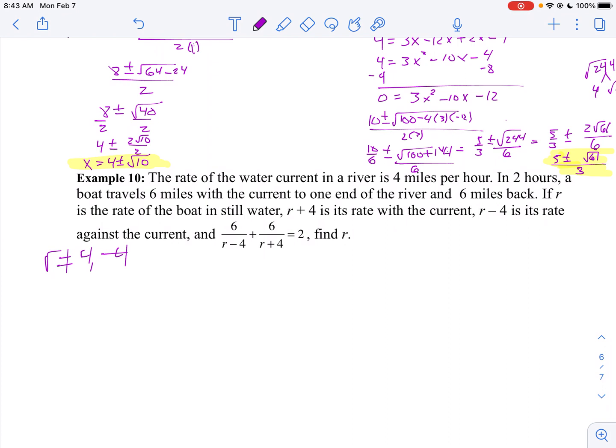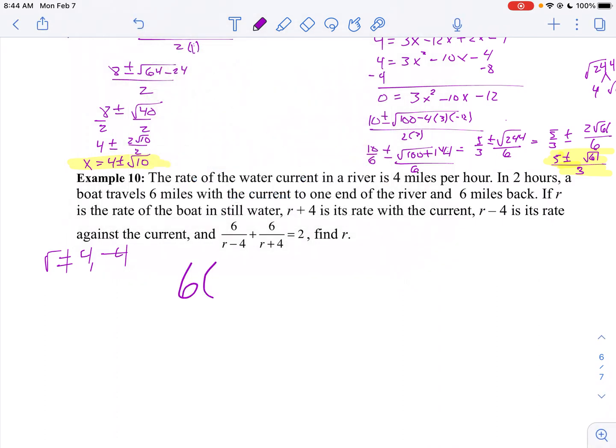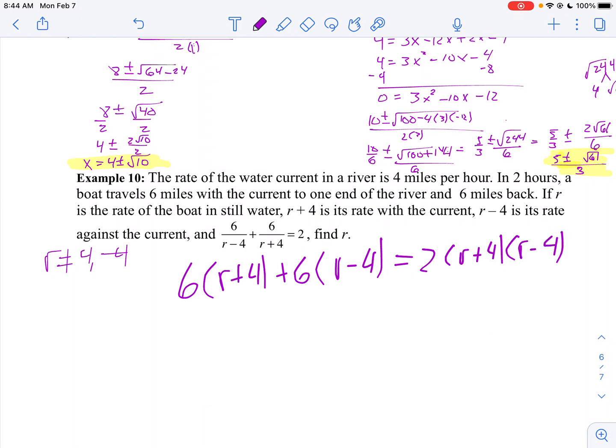My common denominator is R plus 4 times R minus 4. So I'm going to say 6 times R plus 4 plus 6 times R minus 4 equals 2 times R plus 4, R minus 4. Well, let's simplify. So I get 6R plus 24 plus 6R minus 24 equals 2 times R squared minus 16.